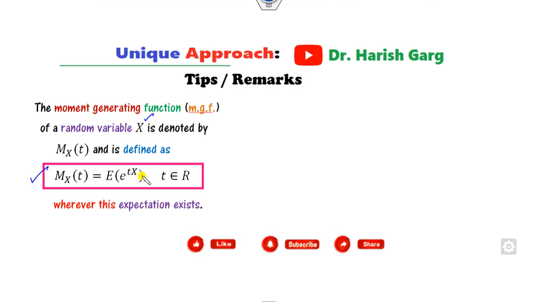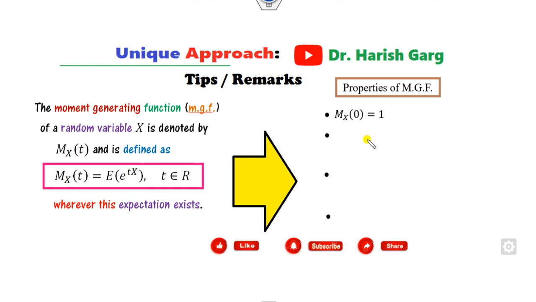For any function, you have to check whether the moment generating function exists or not. For example, if I say the moment generating function is 4 over 1 plus t square, is it a moment generating function? You can check whether this property is satisfied or not. Clearly, M of 0 is not equal to 1. It means this is not a moment generating function.